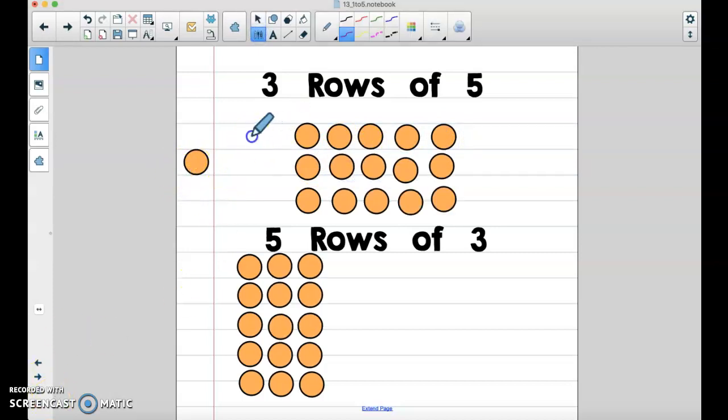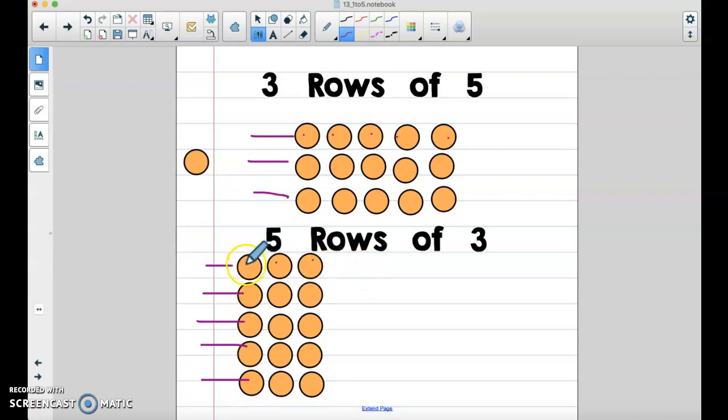All right, here you go. You need to have 1, 2, 3 rows, and then 1, 2, 3, 4, 5, 5 in each row. Same here, you should have 5 rows, 1, 2, 3, 4, 5, and then 3, 1, 2, 3 in each row.